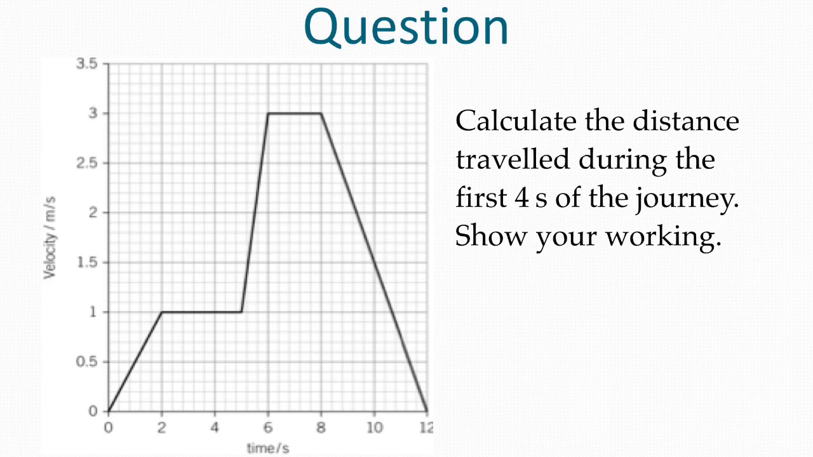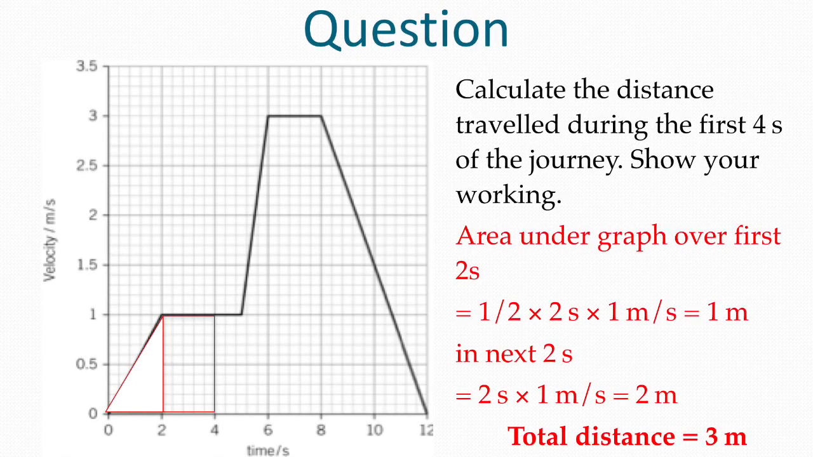Use your graph now to try and find the distance travelled in the first 4 seconds of the journey. Remember that you're going to have to break down the area under the graph into triangles and rectangles. So the car will travel 1 metre in the first 2 seconds and then another 2 metres in the second 2 seconds, for a total of 3 metres.